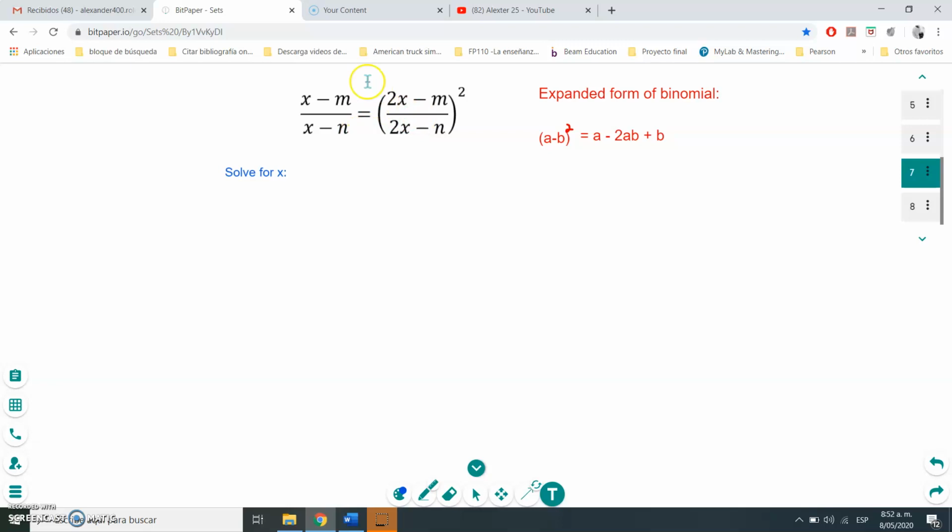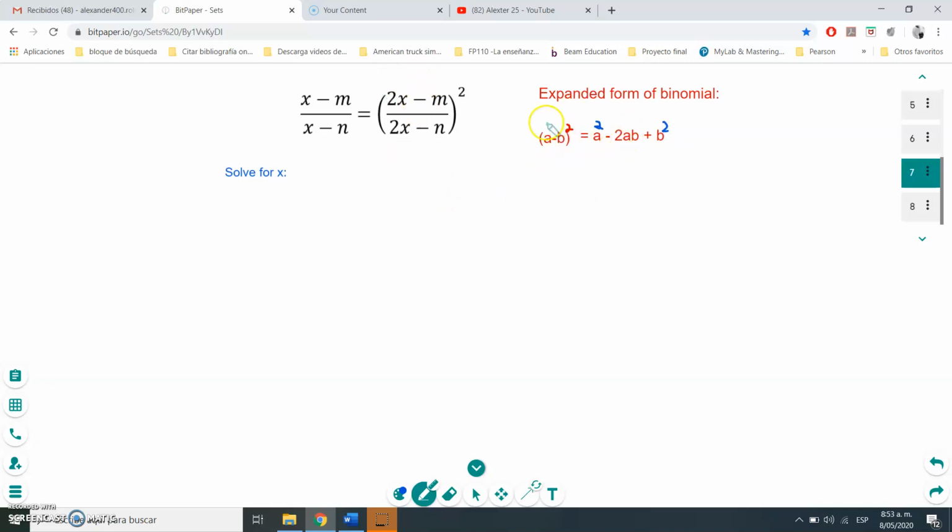We are going to organize these terms, so we are going to use the expanded form of the binomial. We can use this product, you remember that? That will be a squared minus 2ab plus b squared. Okay, so now let's start.